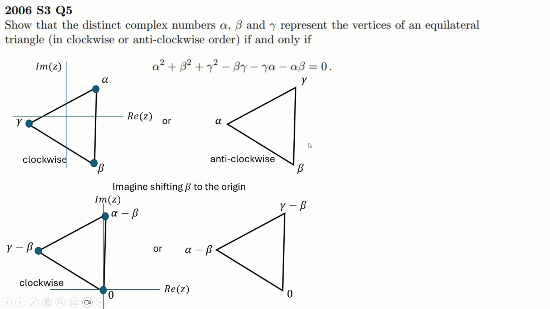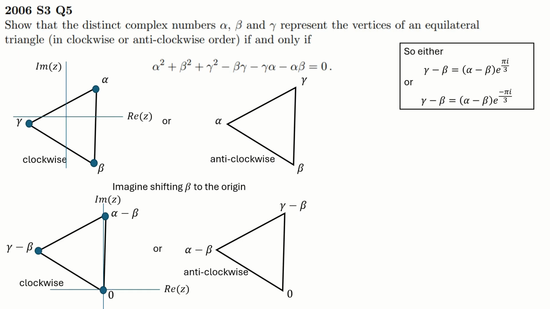It doesn't really matter. And at this point, what we can say is, for this to be an equilateral triangle, we can come up with these two statements here. Either gamma minus beta is equal to alpha minus beta, and then times by this number. Now, this number is just e to the pi over 3 i, because it's representing a rotation of pi over 3. In other words, because this is an equilateral triangle, it must have an angle here of pi over 3, of course. And so we're rotating gamma minus beta by pi over 3 to become alpha minus beta. Or, in the anti-clockwise case, rotating it the other way.